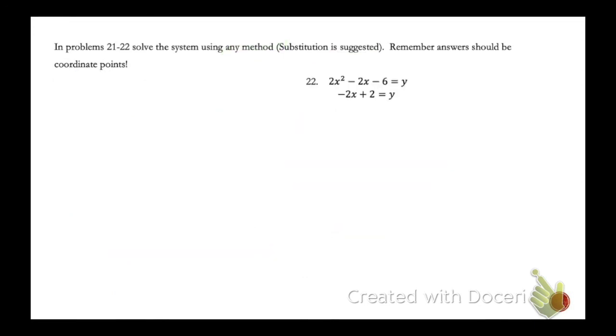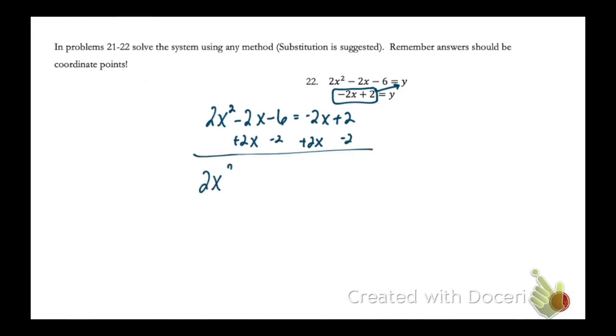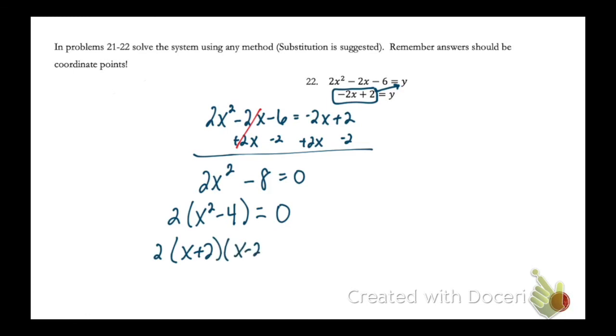Problem 22 is going to be the same. I'm going to use substitution again. So I'm going to take what y equals on the bottom and plug it into the top. And then I need to get everything on the same side. I'm going to move everything to the left side to keep my x squared positive. And now I can factor. I've got a binomial, so I pulled out a GCF of 2, and what I had left was a difference of squares. So we're going to get x equals -2 and +2.